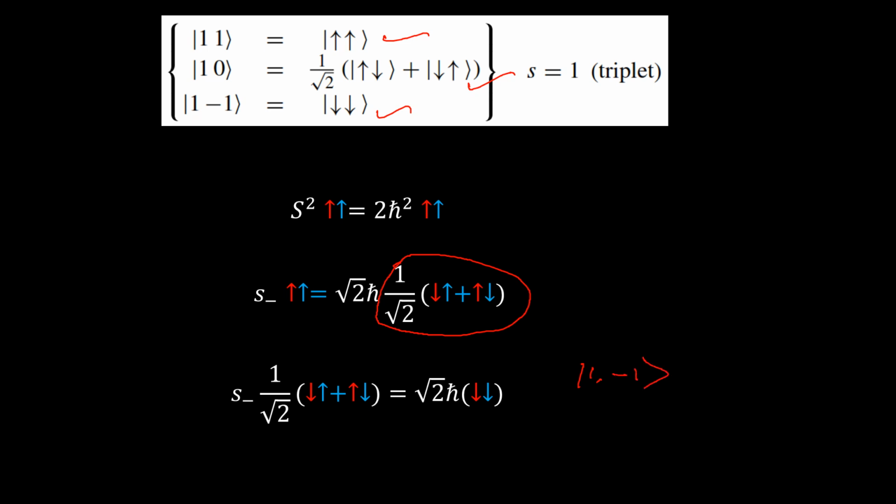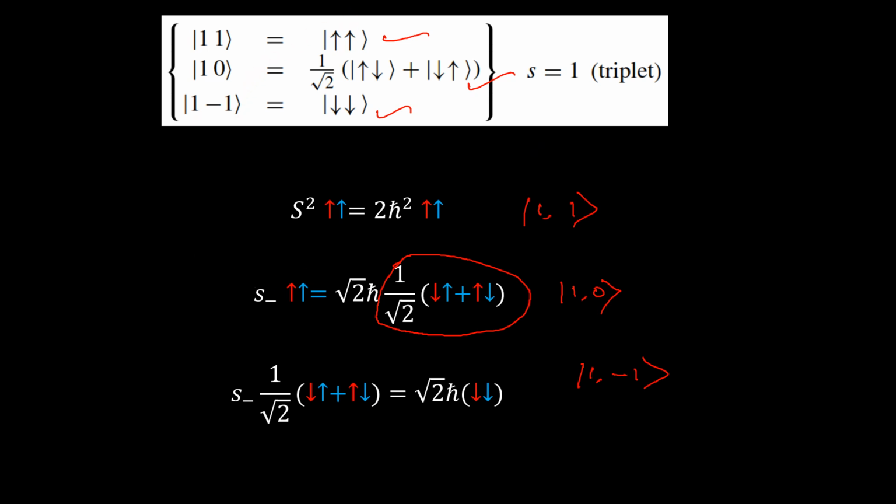In this case, S is equal to, sorry, I will come to it. So yes, in this case, S is equal to 1 and M is equal to 1. Here in this case, we have S equal to 1, M equal to 0. We got this state. So we got all the three triplet states.